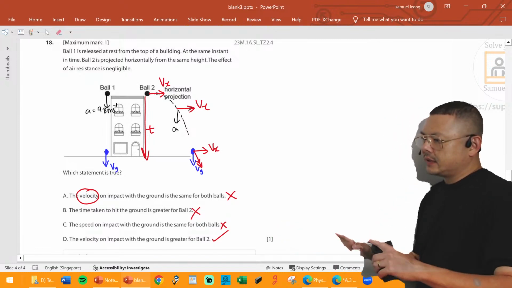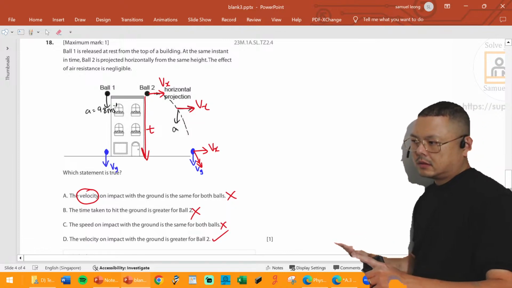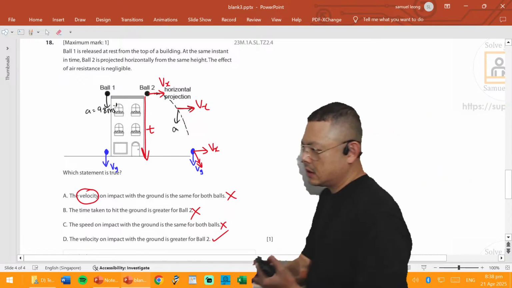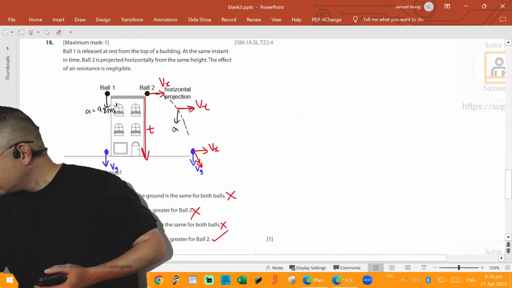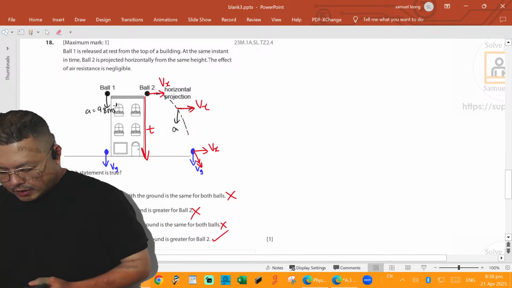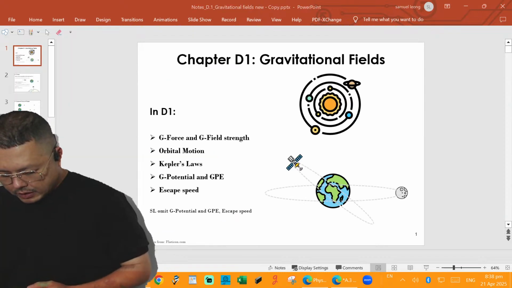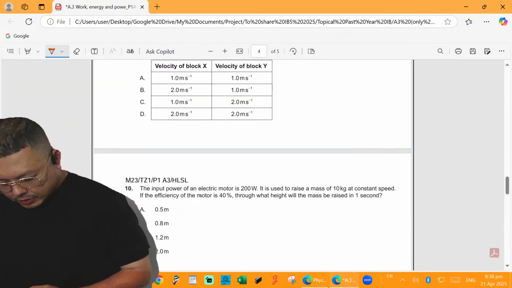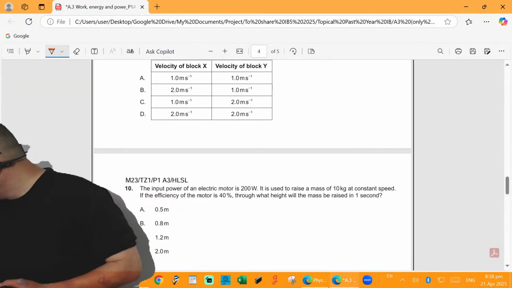Any clarification for this? You want me to emphasize anything here, Portia? Sorry, this is okay, huh? Okay, no problem. Don't worry about it. I'm more concerned about those who didn't ask any questions. Right, let's look at the next one.